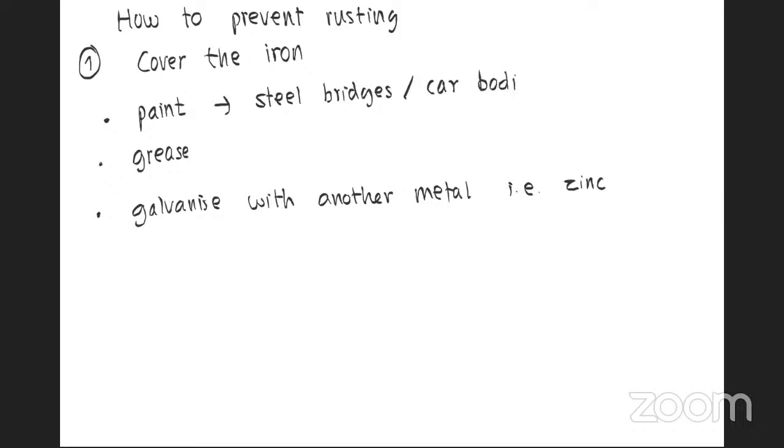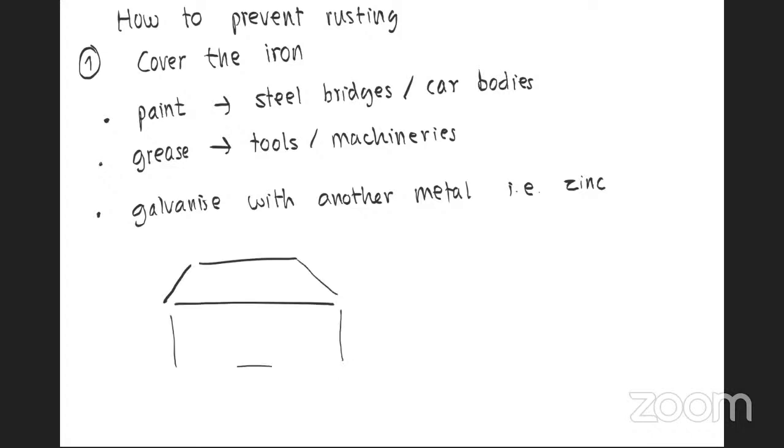For example, steel bridges and car bodies are usually painted to prevent rusting. As for tools and machineries, they are coated with oil or grease. And for galvanizing, for example, roofs. Roofs are in direct contact with water and in direct contact with air. So iron roofs, so that they don't rust, are galvanized with zinc.